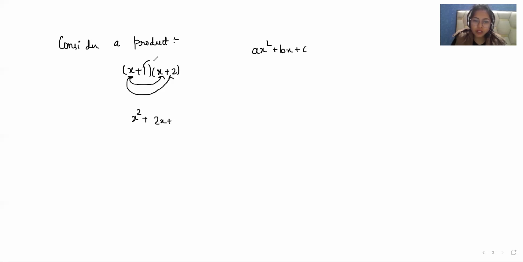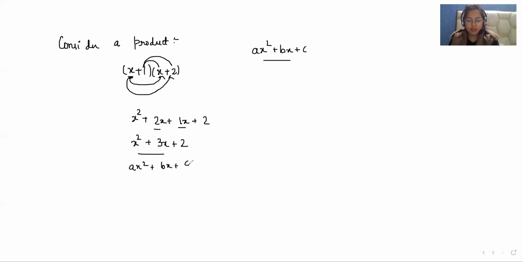Again we'll repeat it with this one. 1 multiply x is 1x and 1 multiply 2 is 2. We will add the like terms, that is 2x and x. So x plus 2x is 3x, plus 2. Now it looks like the form ax square plus bx plus c. This is the standard form.